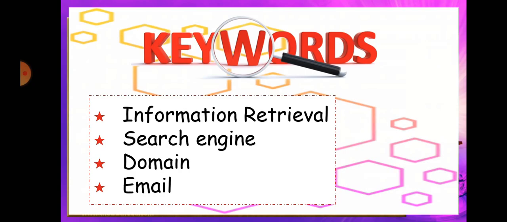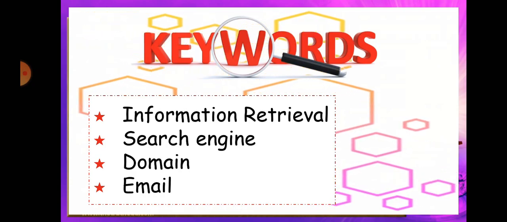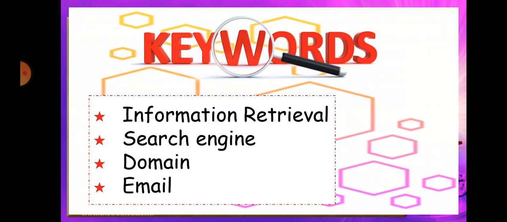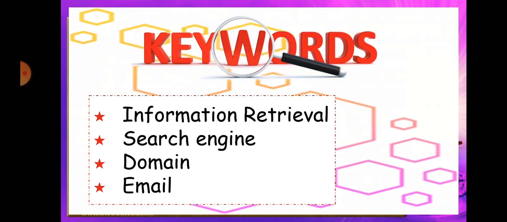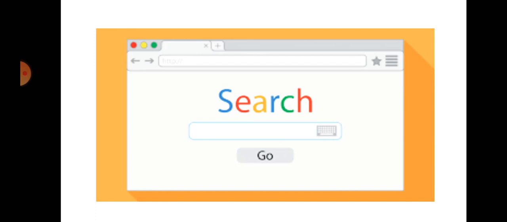So there will be few keywords which I will be using very frequently in this class, and one is information retrieval, second is the search engine, third is the domain, and fourth is the email. Now before we start our class, the first thing which I want to talk about is the internet. So students, in earlier classes we have learnt that internet is a global network, and it consists of millions of computers being connected to one another.